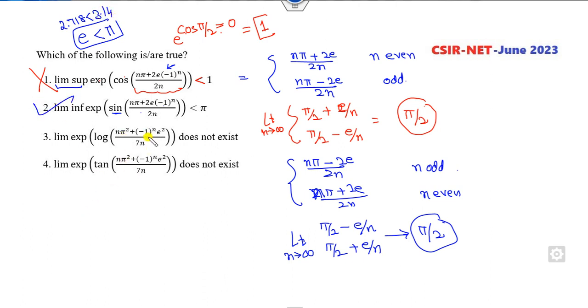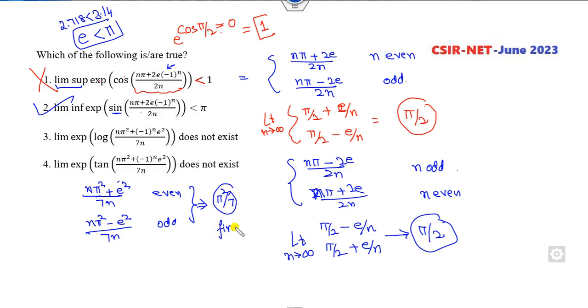Look at this again. I can take this as n pi squared by 2. If n is even, this number is positive, and otherwise it is negative. Fine. So if you take the limit as n approaches infinity, this part will be 0, this part will be pi squared over 7, and this part is 0, so the answer is pi squared over 7.